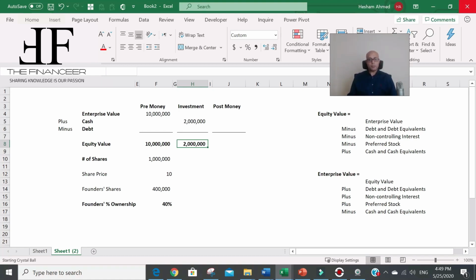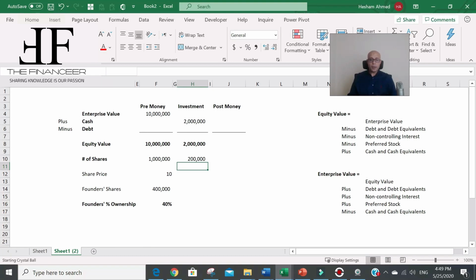Let's now calculate how many shares this new investor will receive as a result of his investment. Simply, you divide the 2 million he is going to give you by the market share price, which is $10 today. So you are going to give the new investor 200,000 shares.